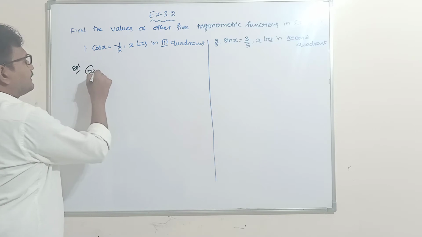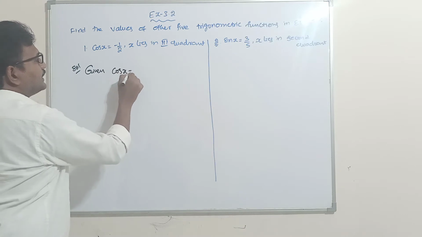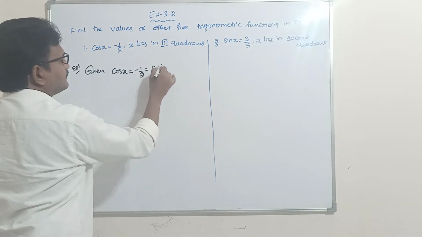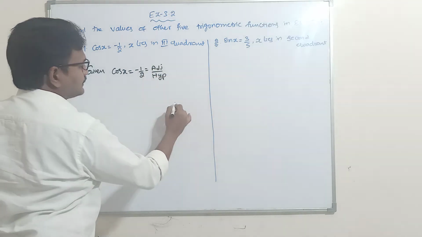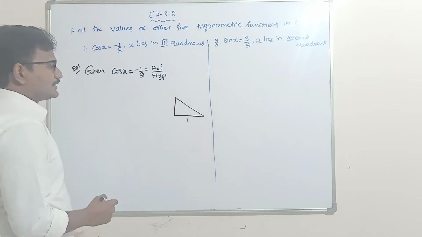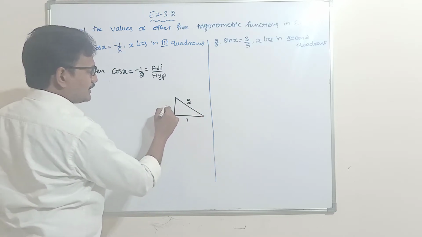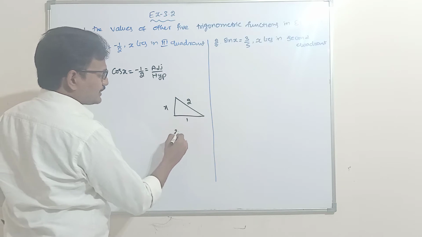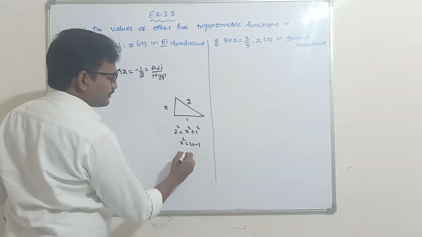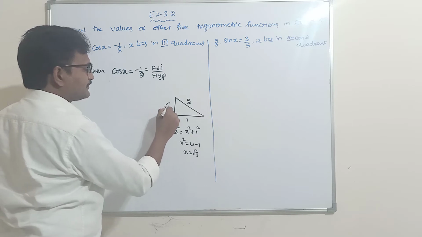So given cos x is equal to minus 1 by 2. Cos x means adjacent side by hypotenuse. So take a right angle triangle, adjacent side consider it as 1, hypotenuse is given as 2. Then what about the third side? Let this be x. According to Pythagoras theorem, 2 square is equal to x square plus 1 square. So x square is equal to 4 minus 1, so x is equal to root 3. So this side value is root 3.